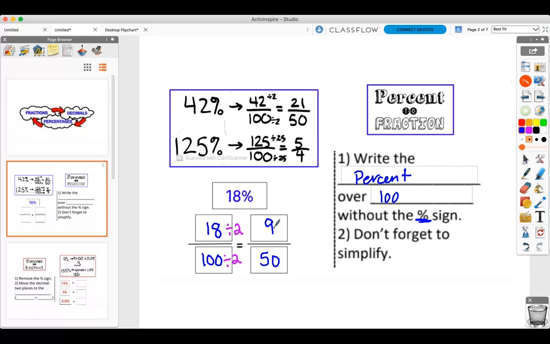You should always check to see if you can simplify further. Is there another number that goes into 9 and 50? In this case, no. So that is your answer. This is your fraction.